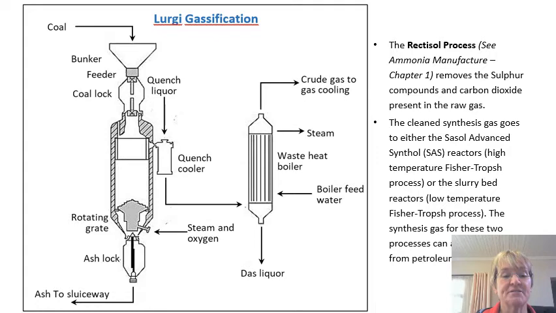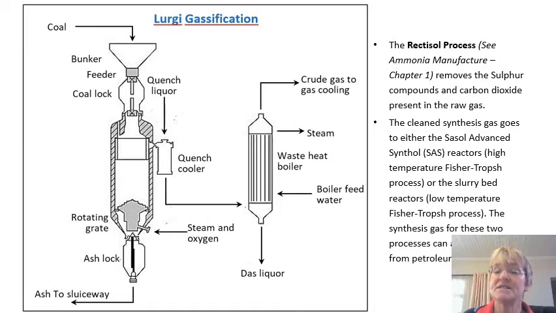The coal is entering, steam and oxygen is introduced into the chamber, and eventually you have your crude gas and the liquor that is formed as your product. Also remember what we had before, the Rectisol process that is used to remove sulfur and carbon dioxide from the raw gases so that they can be used without giving any air pollution. Then it produces rather pure hydrogen gas that can be used for manufacturing procedures.